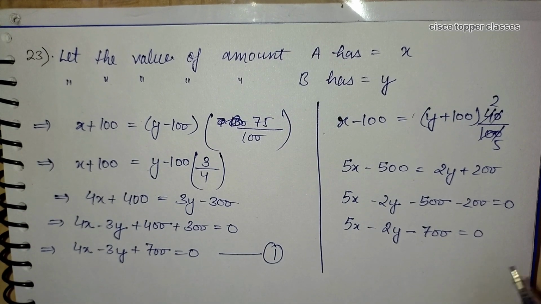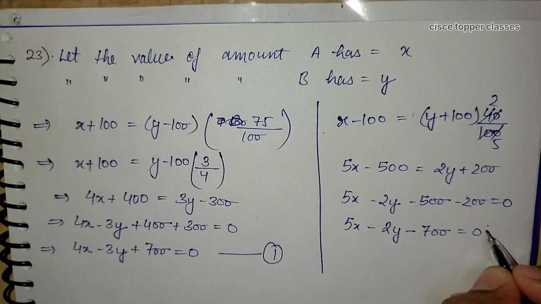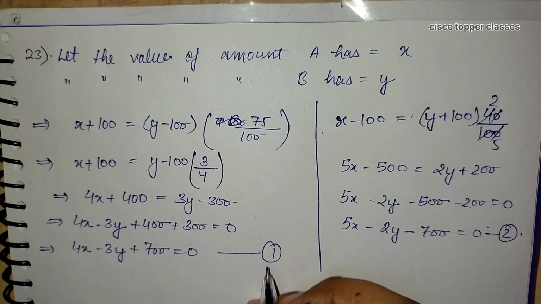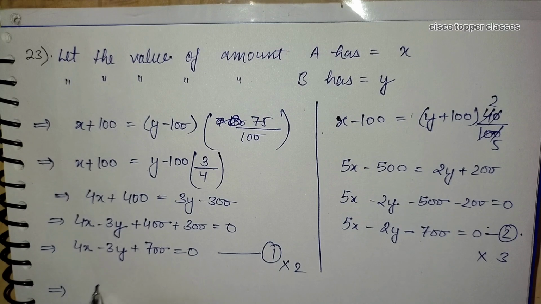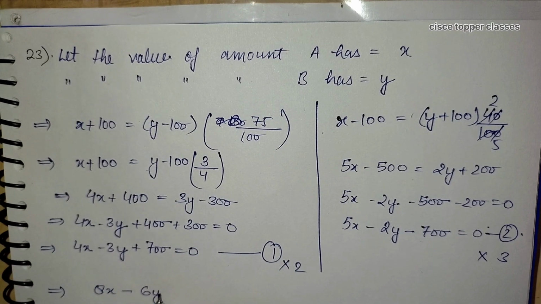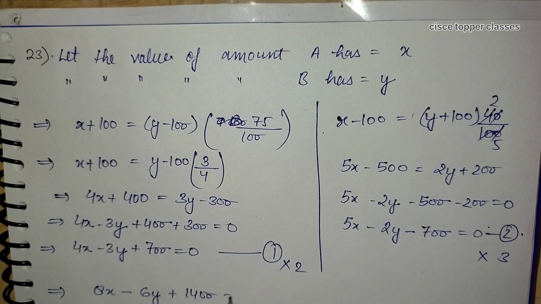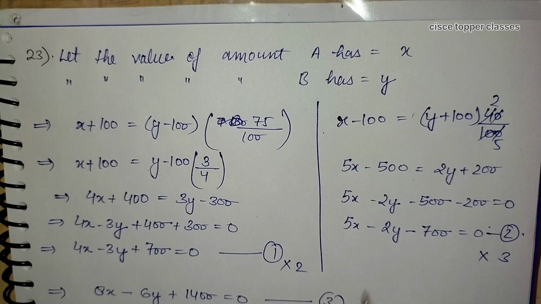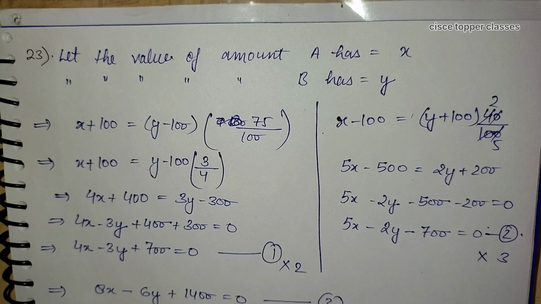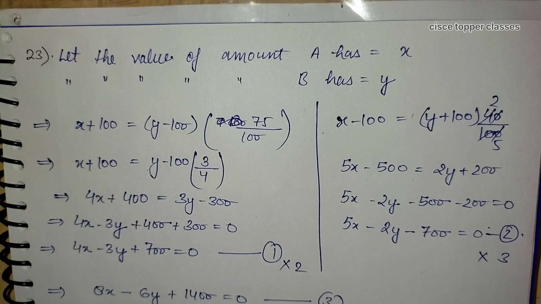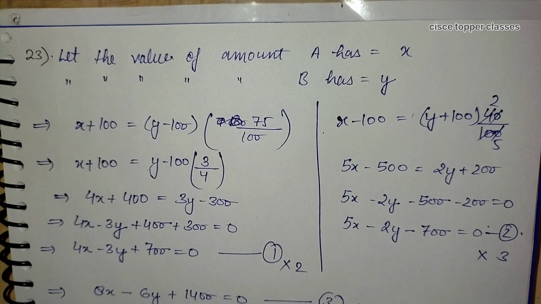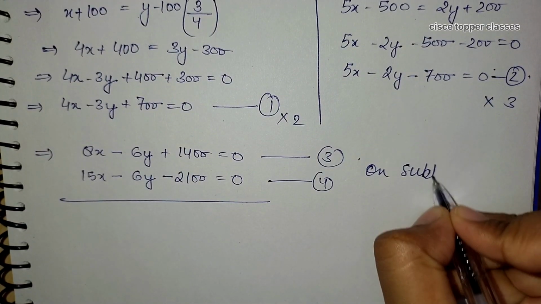So now we can multiply it. Put it as the second equation. We can multiply the first with 2 and the second with 3. On multiplying, we will get 8x minus 6y plus 1400 equal to 0 as the third equation, and here 15x minus 6y minus 2100 equal to 0. We will subtract the third and fourth equations. On subtracting here, so here we will subtract.